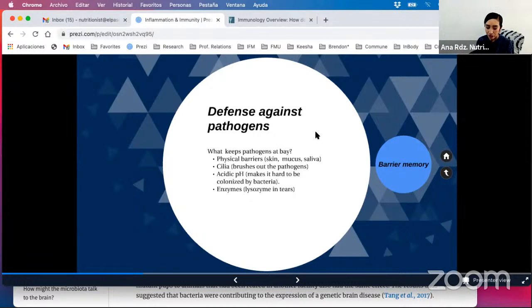Another thing that is very important is the cilia. For example, the cilia can be found in our nose, and they brush the pathogens out of our nostrils. The acidic pH is also very important, especially when we're talking about the gut.